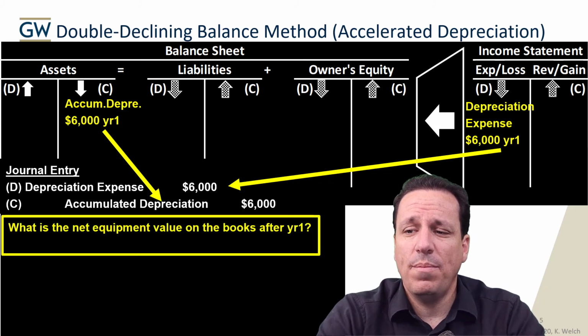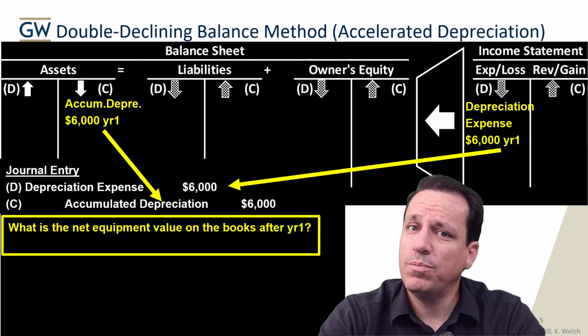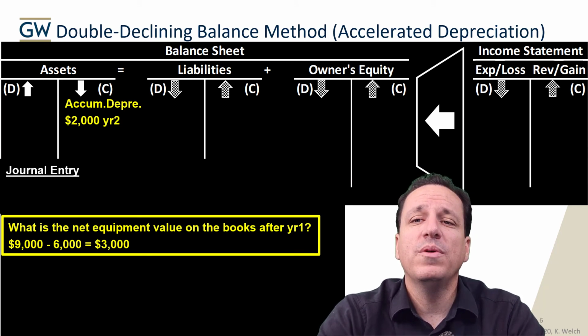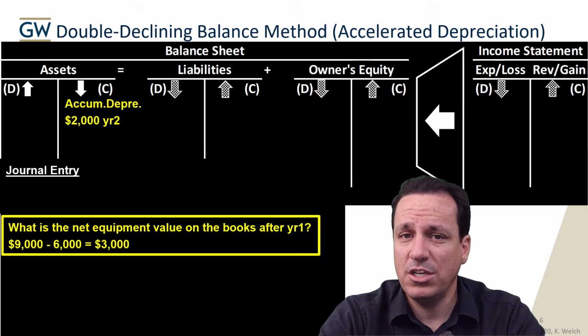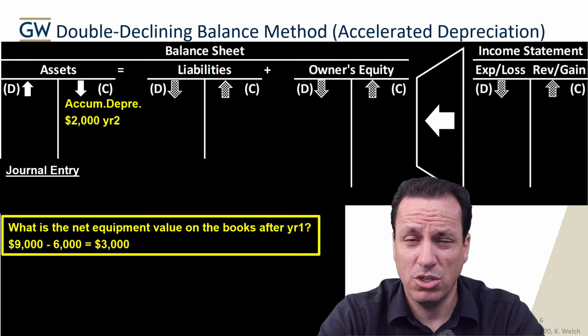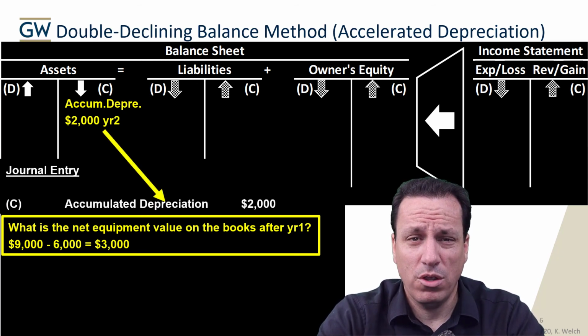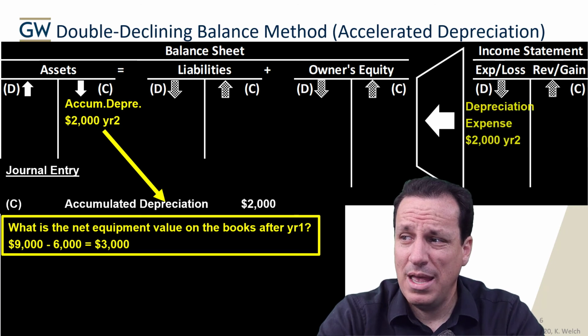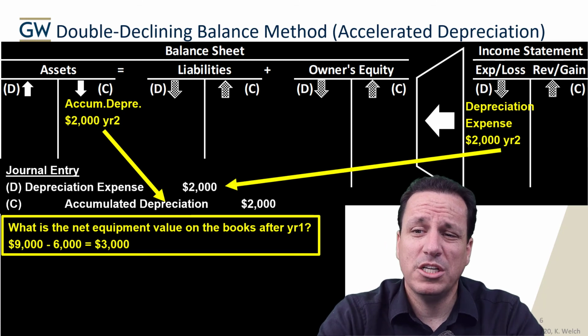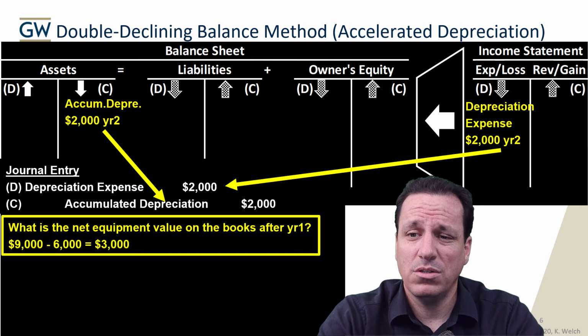And what is the net equipment value on the books after year 1? Well, we bought them for 9. Accumulated depreciation is 6. The net value is 3. Okay, great. Accumulated depreciation year 2. Well, we did the calculation. We saw that it was $2,000 that we depreciate in year 2. So $2,000 gets added to accumulated depreciation. And we'll have a journal entry there of a credit for accumulated depreciation of $2,000. And then we're going to have depreciation expense of $2,000 in year 2. And that depreciation expense will show up here as a debit of $2,000.